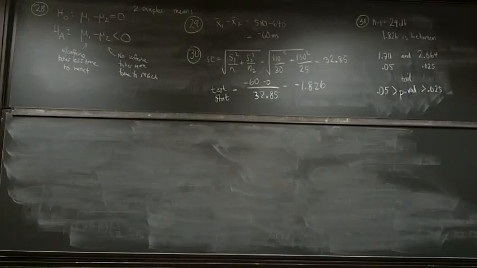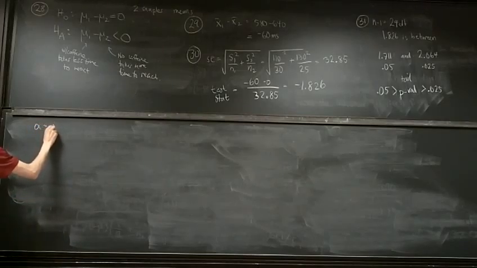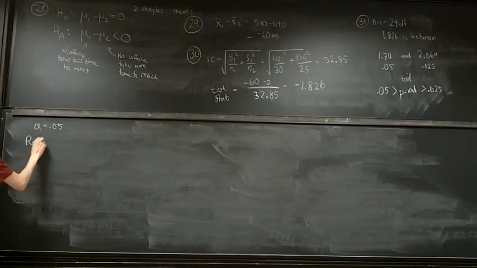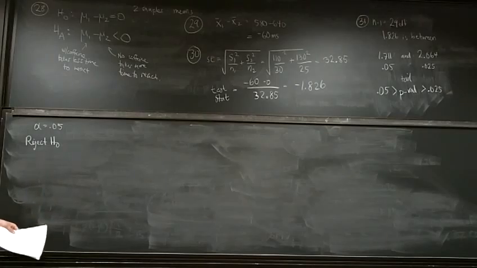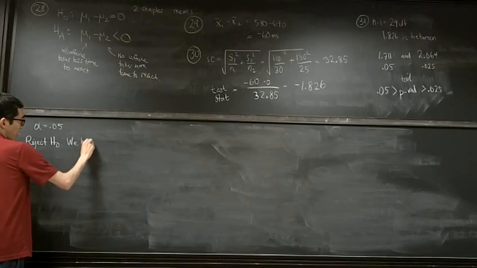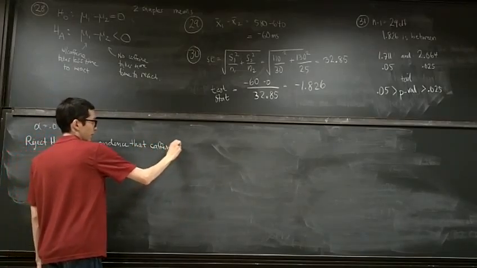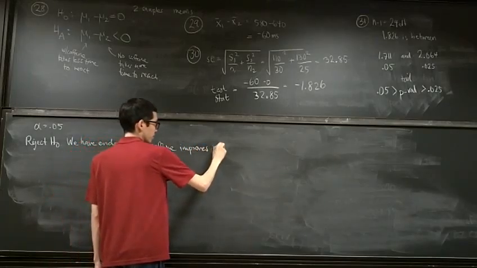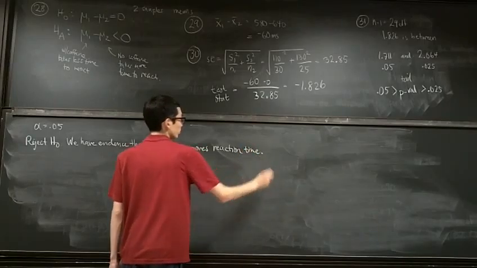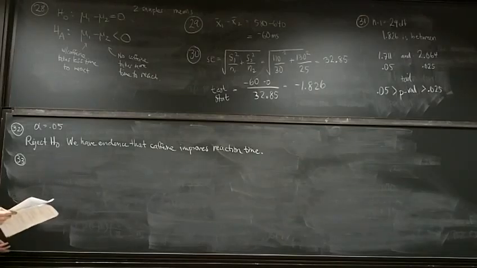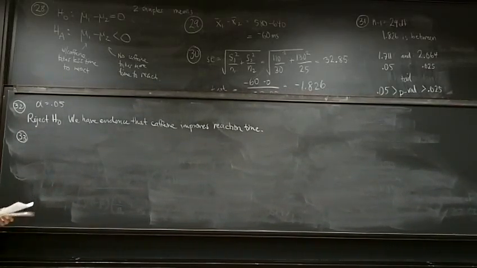Okay, so 32, if our alpha is 5%, what is the conclusion we make? Do we reject or not reject? We reject, right? We reject the null hypothesis. So we say we have evidence. If the conclusion is wrong, what kind of error did you make? Type 1. This is a type 1 error.